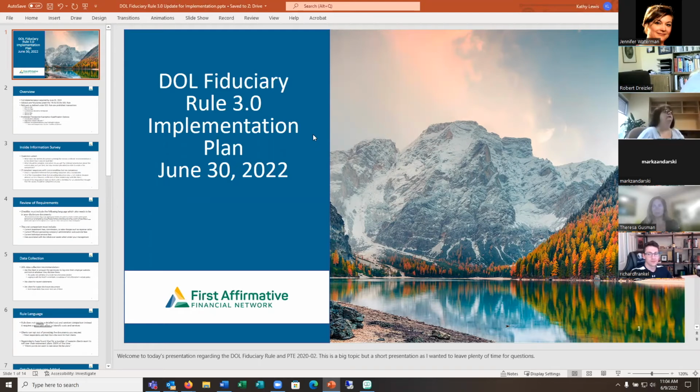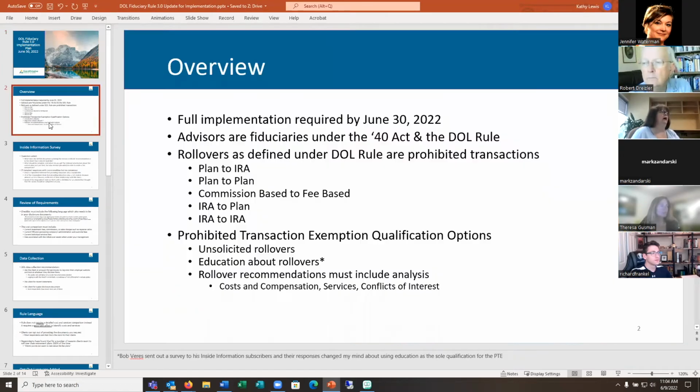And please don't think me rude for not looking at you, but the PowerPoint's on a different screen. So this is just to go over the DOL fiduciary rule and its implementation, which has to begin on July 1st, 2022. I want to talk about the fact that it has to be fully implemented, that advisors are fiduciaries under the 40 Act and the DOL rule, and that this affects both SEC registered advisors and state registered advisors. The DOL supervises or requires everyone to meet this rule.